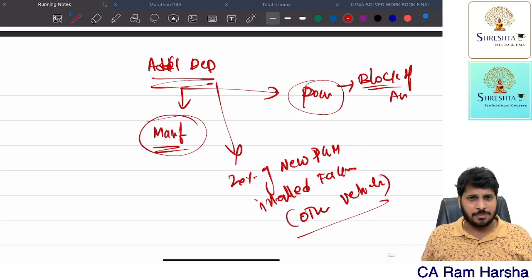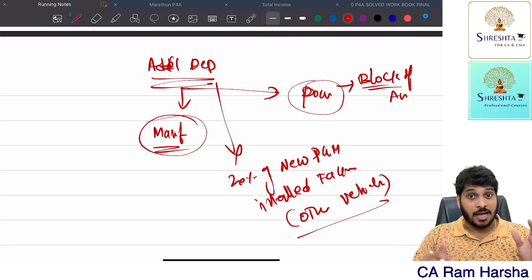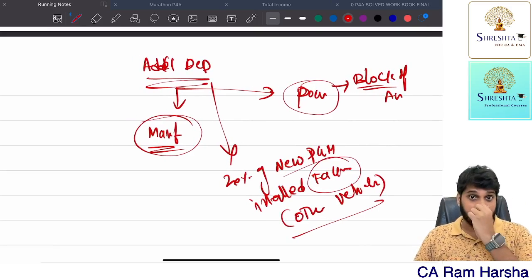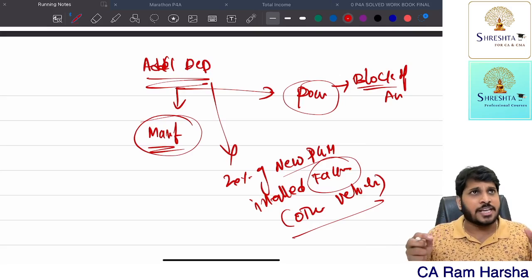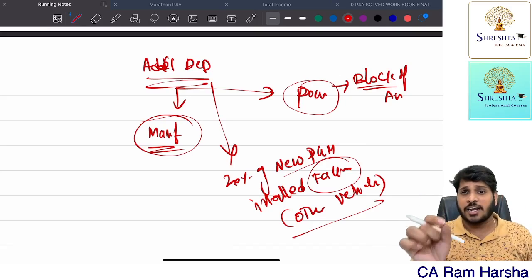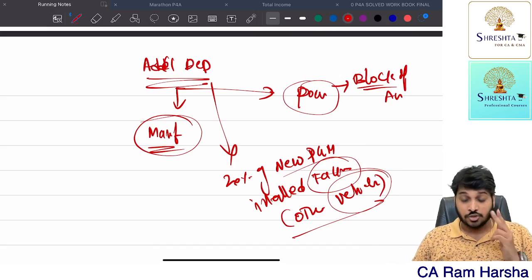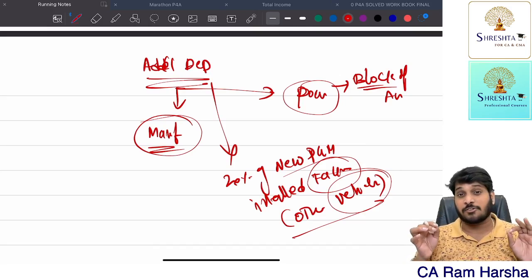Vehicles don't get additional depreciation, and additional depreciation you will get only on plant and machinery. That too if you install it in a factory, which means if plant and machinery is purchased and installed in my corporate office, no additional depreciation. Car I purchased, vehicles, no additional depreciation. Are you getting the point? So additional depreciation is only in respect of plant and machinery.